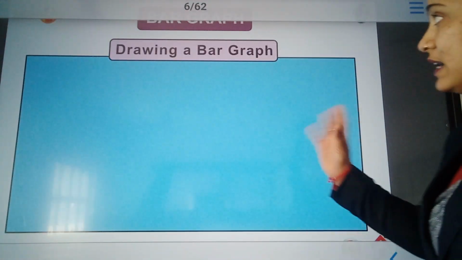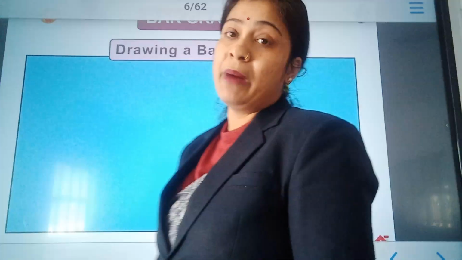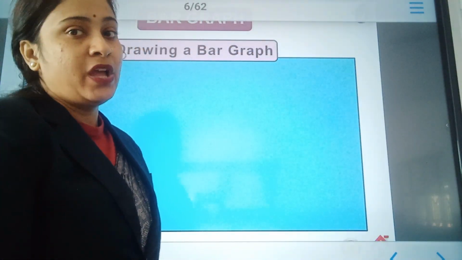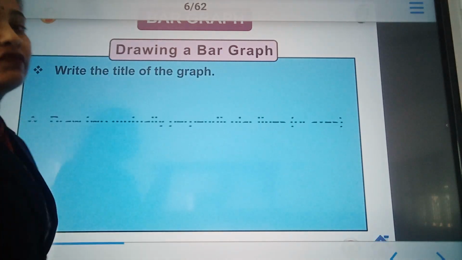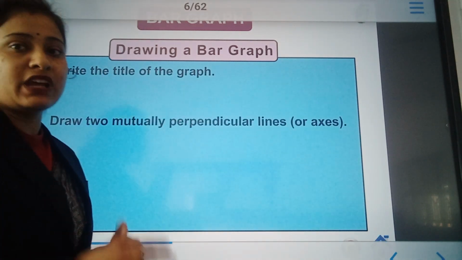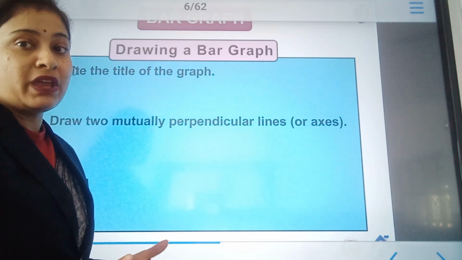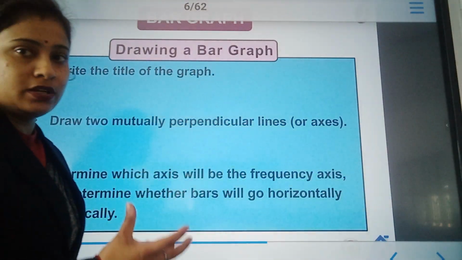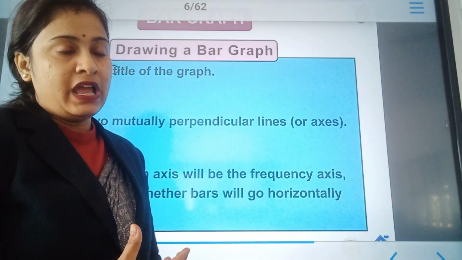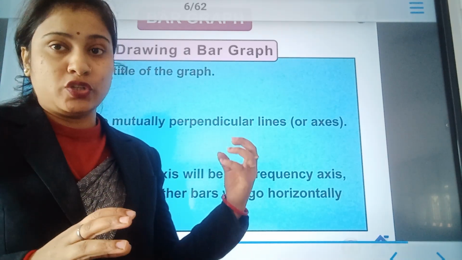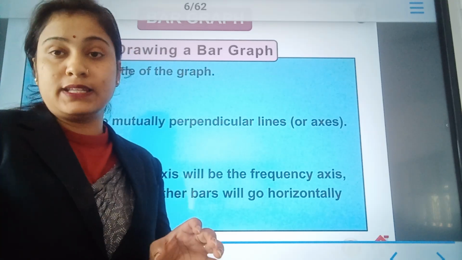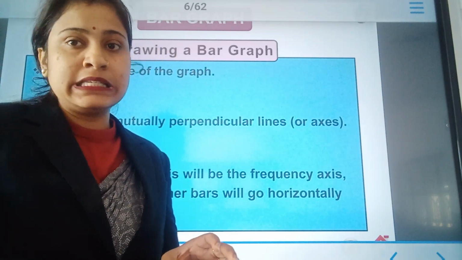Now let us understand how we will draw a bar graph for any given data. Some of the key points you need to understand: first, write the title of the graph. The title means what we are going to make the graph about. What should be an appropriate title for the graph? For example, when we record the number of absentees of a class, we have to write the title: number of absentees of class this.